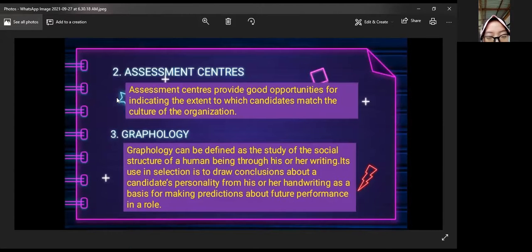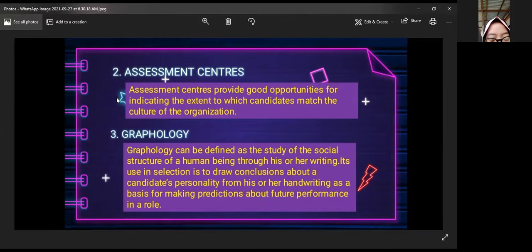The next is assessment centers. Assessment centers provide good opportunities for indicating the extent to which candidates match the culture of the organization. This will be established by observation of their behavior in different but typical situations and by the range of tests and structured interviews that are part of the proceedings. Assessment centers also give candidates a better feel for the organization and its values, so that they can decide for themselves whether or not they are likely to fit in.